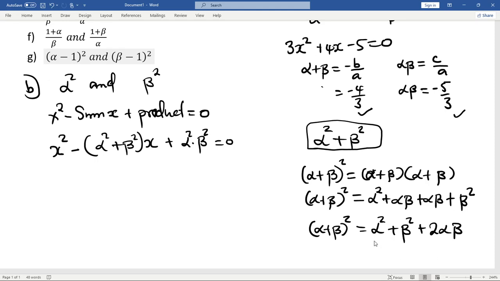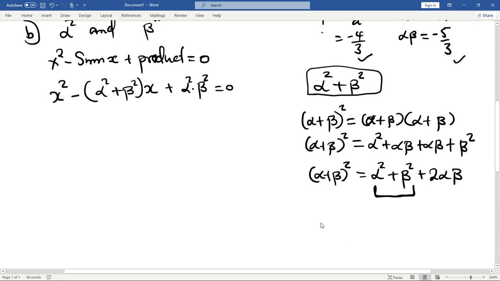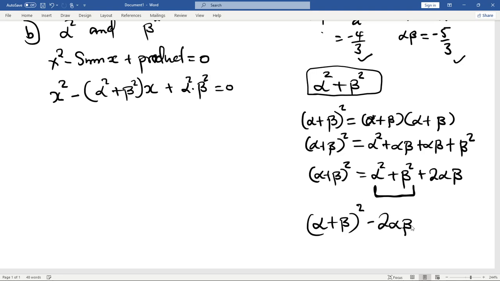Now bear in mind that in the equation we have alpha squared plus beta squared, which is what we are looking for. So meaning that we can just simply make alpha squared plus beta squared the subject. We push this 2 alpha beta the other side. Then we're going to have alpha plus beta squared minus 2 alpha beta is equal to alpha squared plus beta squared like this here. So meaning that where we have alpha squared plus beta squared, we're going to substitute with this identity that we have here.